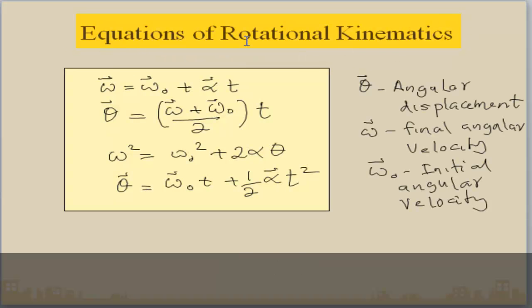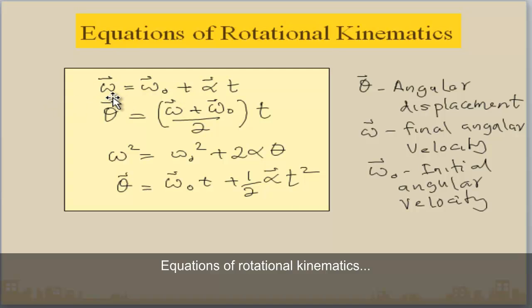Now we go over equations of rotational kinematics. These are the rotational version of equations of kinematics we learned in chapter 2. The equations are pretty similar. The difference here is the velocity is replaced by angular velocity. The displacement is replaced by angular displacement, and the acceleration is replaced by angular acceleration. Other than that, it's the same set of equations.